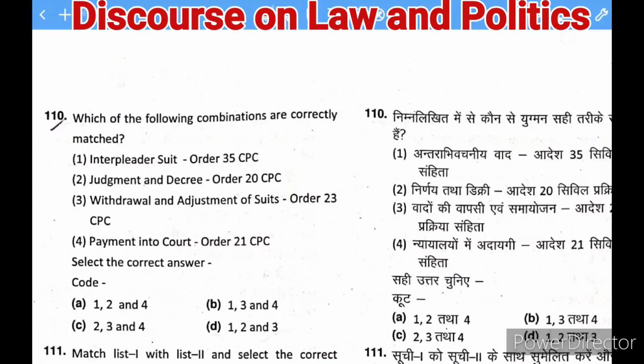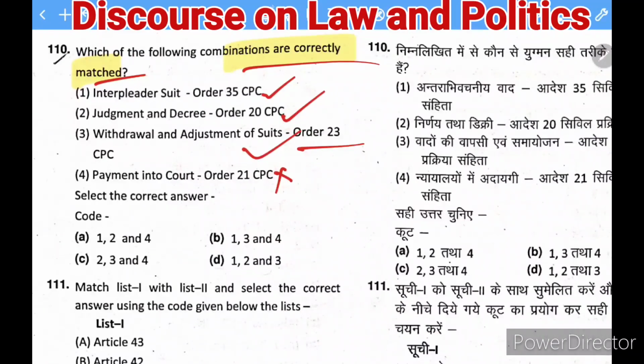So there is a connection, and therefore it becomes the third stage of criminal proceeding. Moving to the next one. Now it is about matching again. You can see correctly matched. So we have to see which is correctly matched. Interpleader suit, yes, it is in Order 35 of the CPC. Judgment and decree is in Order 20 of the CPC, yes, it is also correct. Withdrawal and adjustment of suit is also in Order 23. Payment into court is not in Order 21. Order 21 talks about the execution of the decree. So only these 1, 2, 3 are correctly matched. Therefore option D is correct here.